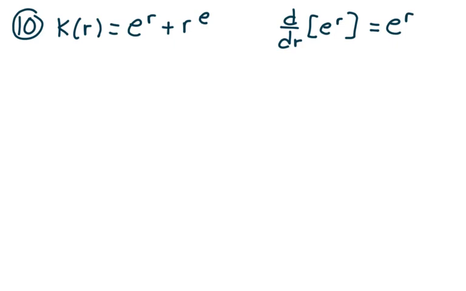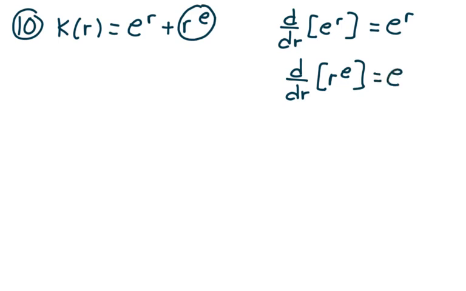But e is constant, okay? So when we look at this second term, we're going to apply the power rule. So remember that the derivative of r to the e with respect to r is er to the e minus 1. I know it looks weird, but remember, e is a constant. And so when I want k prime of r, I'm going to get e to the r plus er raised to the e minus 1.